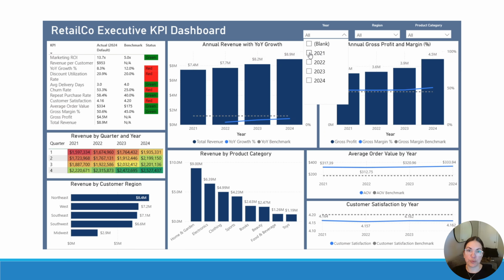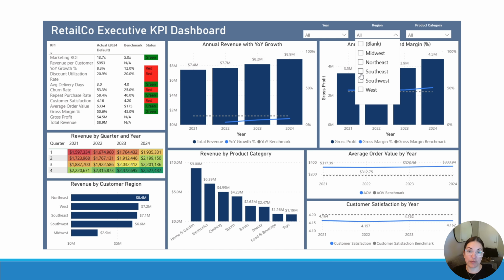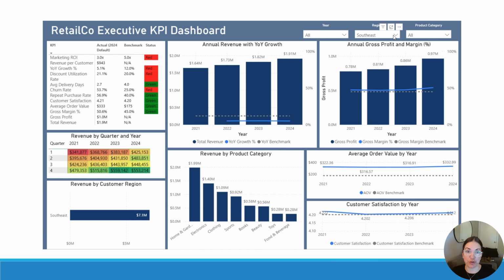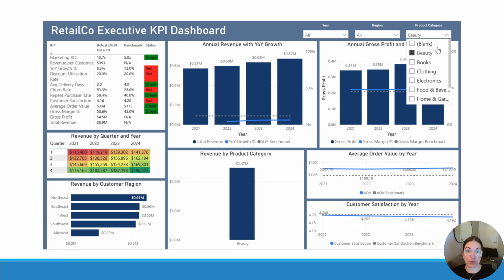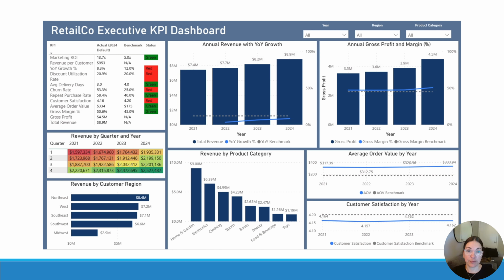This is the full 2024 KPI dashboard, summarizing performance across revenue, margin, and customer metrics, including key executive KPIs. Slicers enable the user to view data filtered by year, region, and product category.